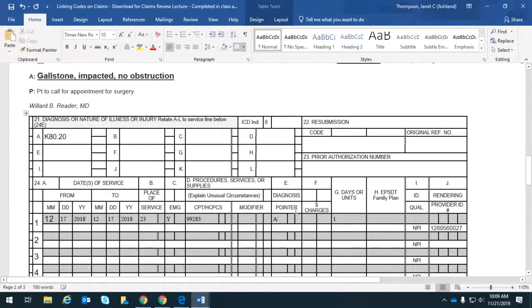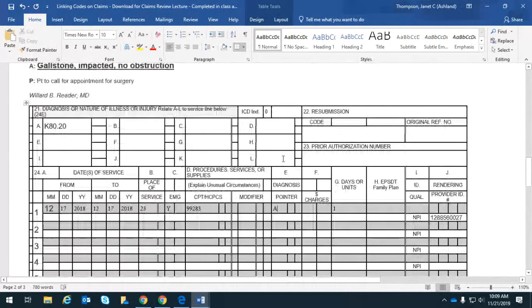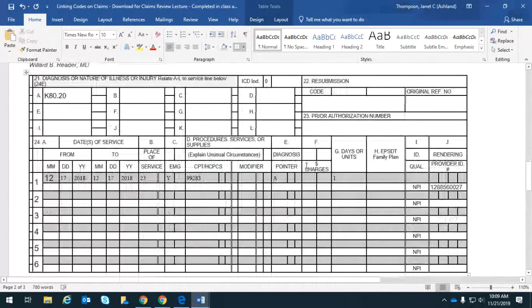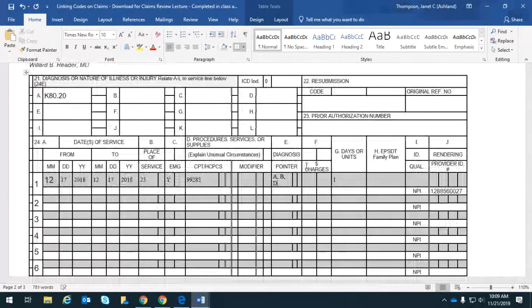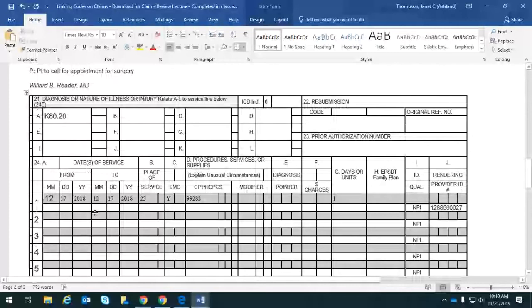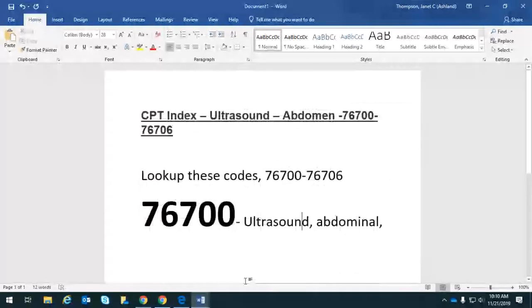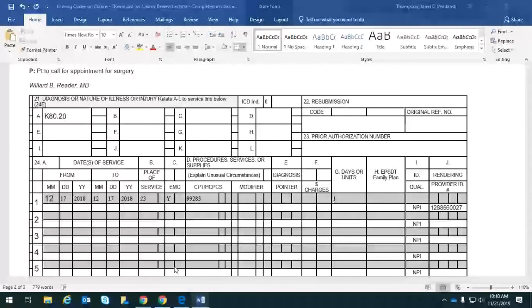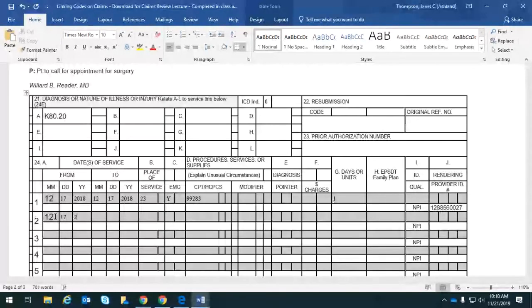The diagnosis pointer correlates with the box 21. So letter A there, where it says to go to letter A, it's going to K80.20. So it's indicating that's the diagnosis that supports that procedure. And if you had more than one, you could do A, comma, B, comma, D. It's possible to have more than one, okay? And that's our first procedure. And then we have our ultrasound. That was 76700. So I'm going to fill this in.